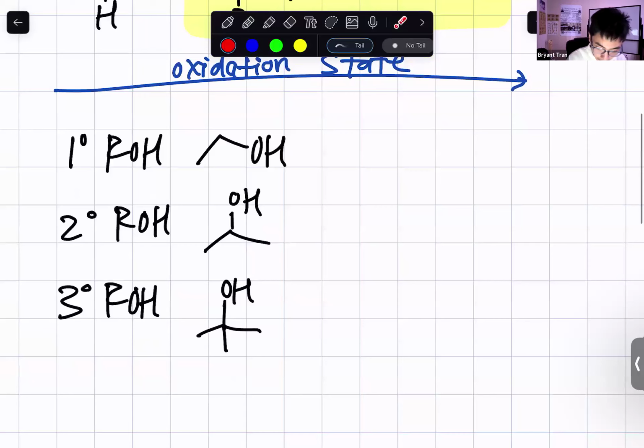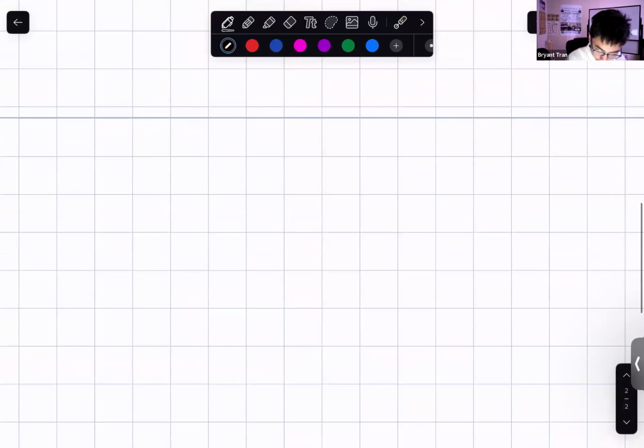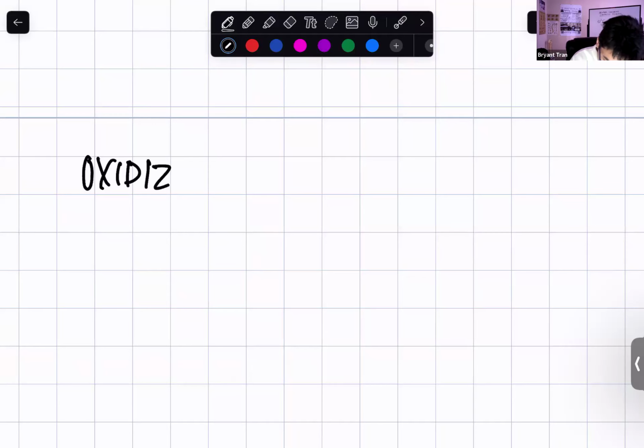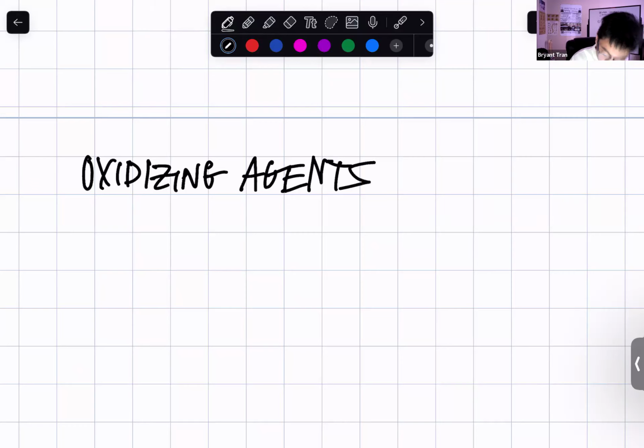Okay, so we're going to look at the oxidation reactions first, but before we can do that, we're going to think about oxidizing agents. These are reagents that are going to oxidize a molecule. So think of them as agents doing an action, and these oxidizing agents are going to oxidize a molecule.